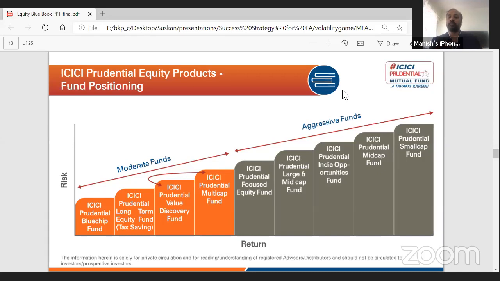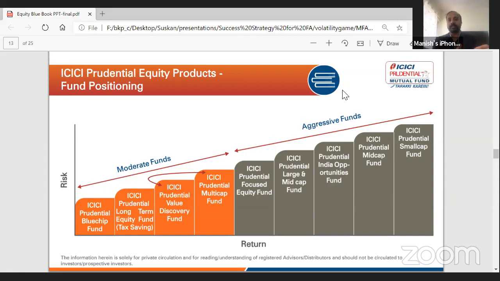If you look at value discovery, it normally invests in stocks which are undervalued, which have a better intrinsic value than whatever the price is quoting. So when you invest in value discovery, you need a good amount of time for it to perform. Why? Because you are investing in those schemes or stocks which are at this point of time undervalued, so for it to perform well and unlock the value, it will take some time.